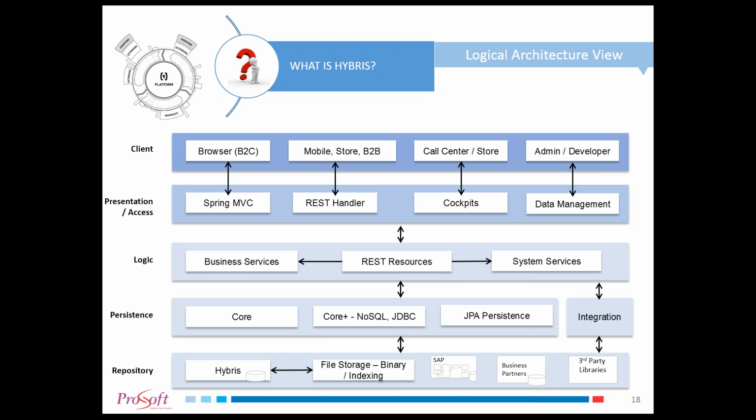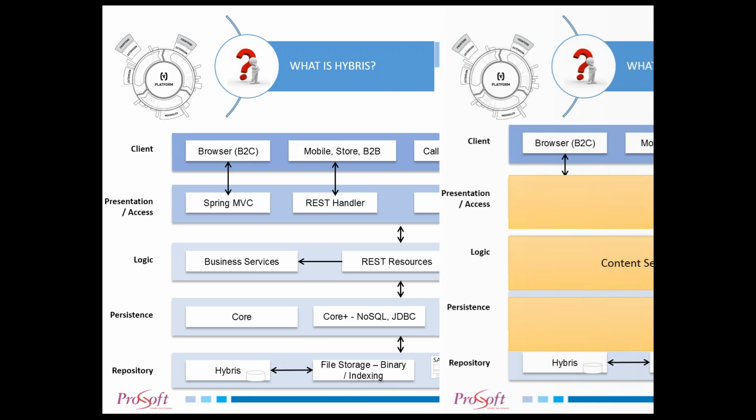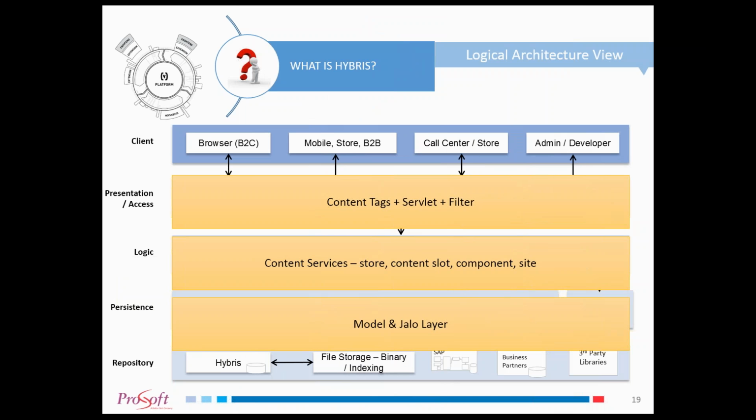So as we have now developed some understanding of the Hybris baseline architecture, let's see how it fits in to support a web content management system. Now, all of these three different layers. Let's first look at the bottom one, which is the model and Jalo layer.